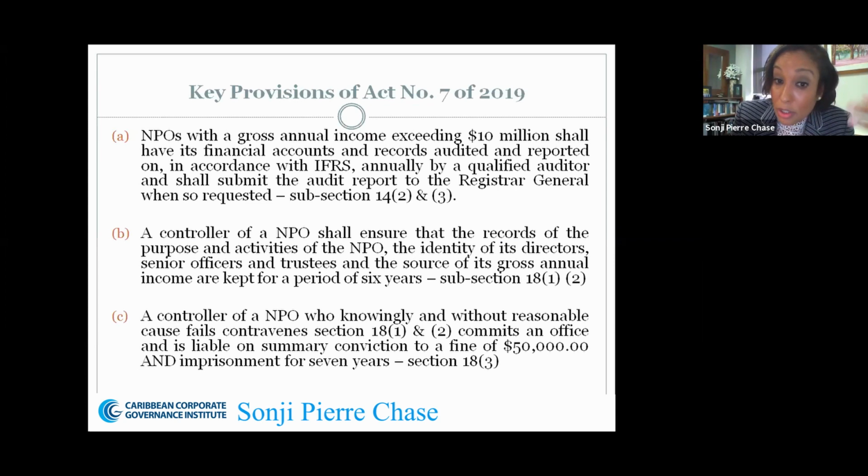The controller must ensure that the records are kept in proper order for a period of 6 years. Any controller of an NPO who knowingly and without reasonable cause contravenes those particular sections commits an offense and is liable on summary conviction to a fine of $50,000 and imprisonment for 7 years.